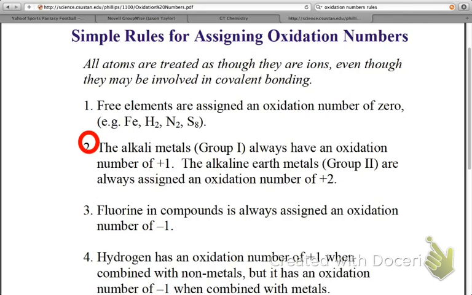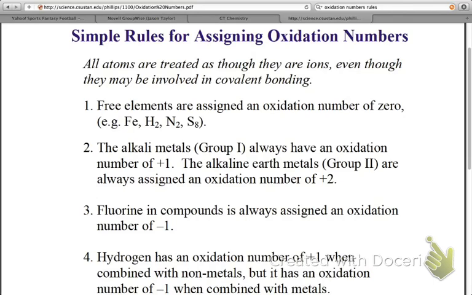Rule number 2, the alkali metals always have an oxidation number of +1. So this is sodium, potassium, lithium, rubidium, cesium. These guys only have 1 valence electron, and that is so close to 0, to losing it. Their electronegativity values are so low that that's really all they'll ever do. And then the alkaline earth metals in group 2, that's calcium, magnesium, barium, strontium, they only have 2 valence electrons, so they really want to lose those 2. And they'll only form +2, and that's all they ever do. So we have a lot of confidence in knowing what the alkali metals and the alkaline earth metals do.